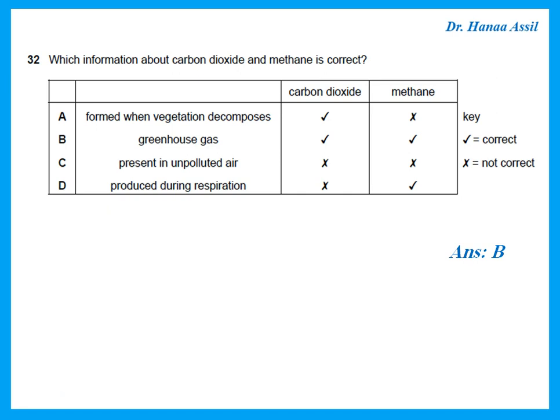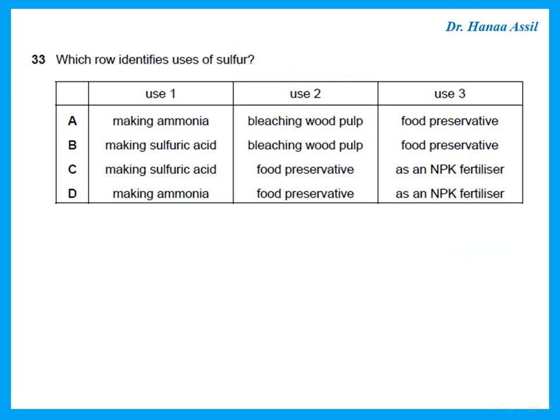Which one is present in normal unpolluted air? Remember that normal unpolluted air contains carbon dioxide. Which one is produced during respiration? Also carbon dioxide, not methane. So my answer is B.